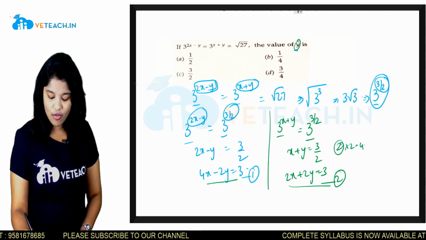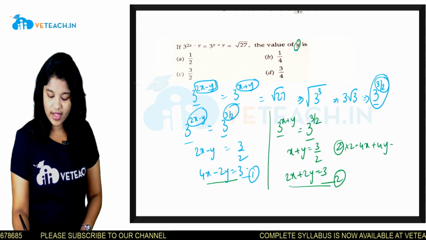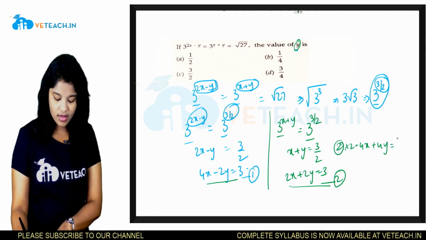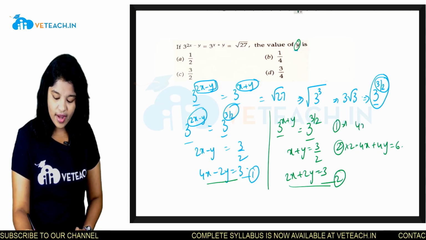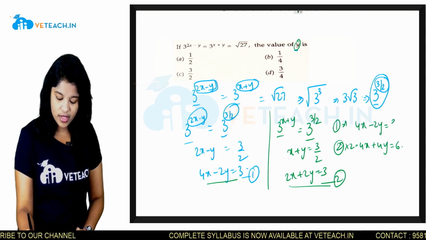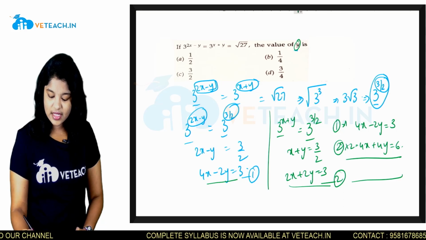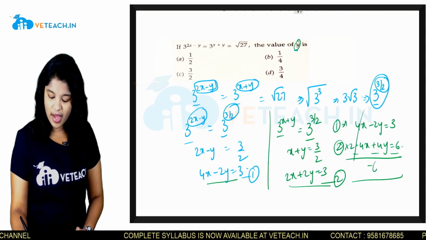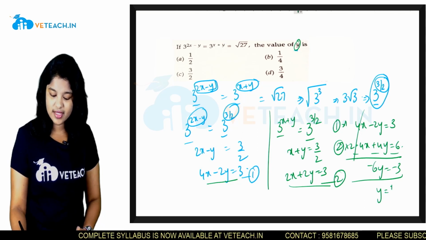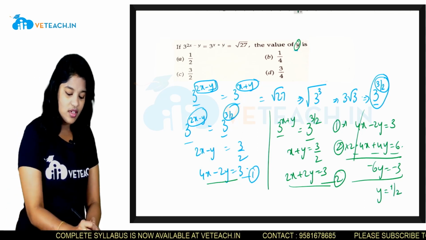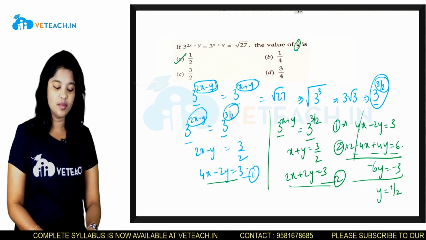It becomes 4x plus 4y is equal to 6. Equation number 1 implies 4x minus 2y is equal to 3. Simply subtract these two equations. Minus 6y is equal to minus 3. y is equal to 3 by 6, that is nothing but 1 by 2. So option A is our correct answer.